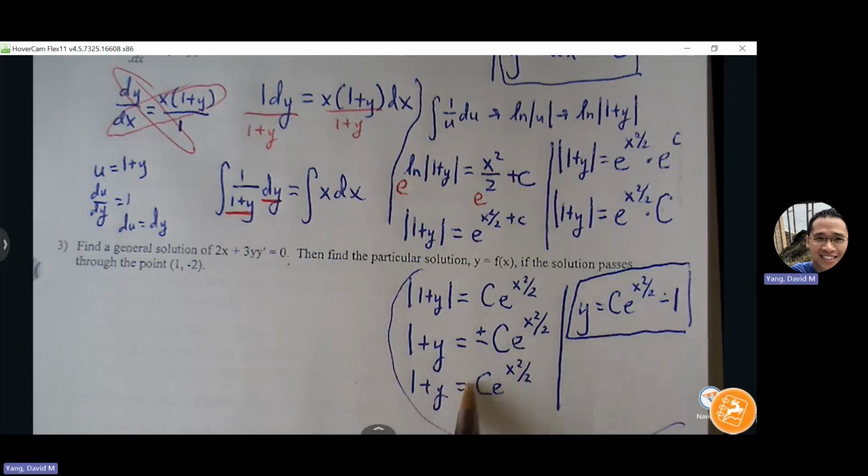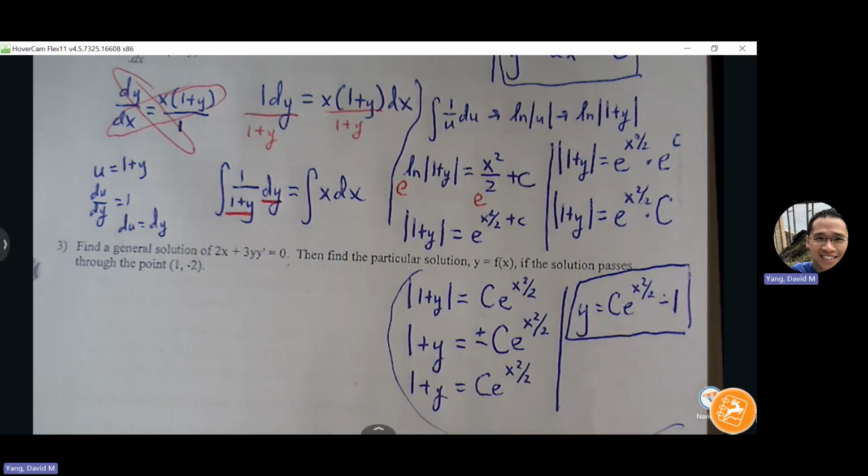Right. So c can take both a positive and negative value. So we're just going to let c absorb the plus or minus into it. Yeah, it can just take it all in. Yeah.